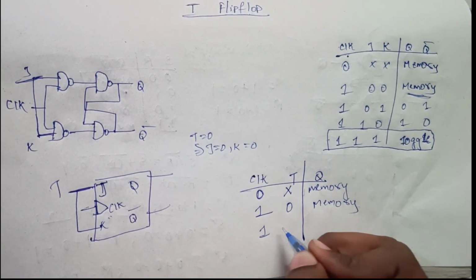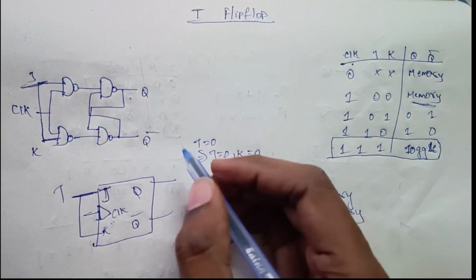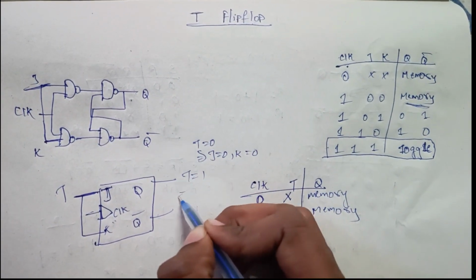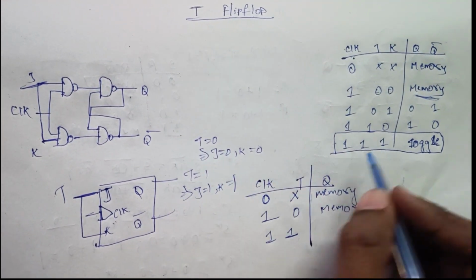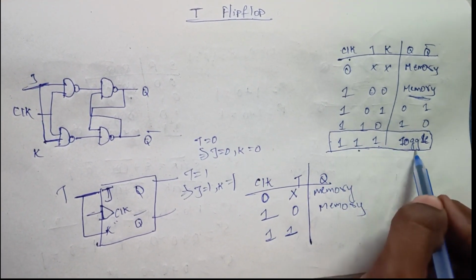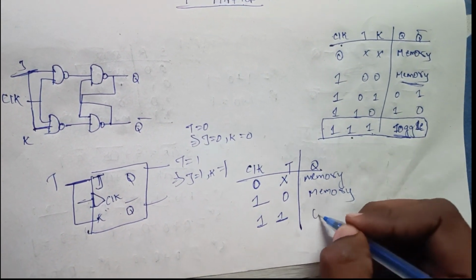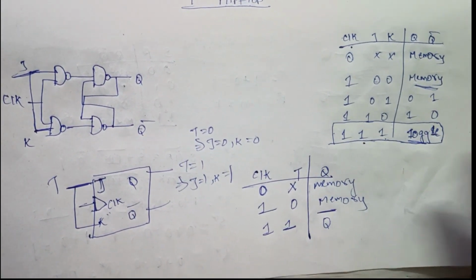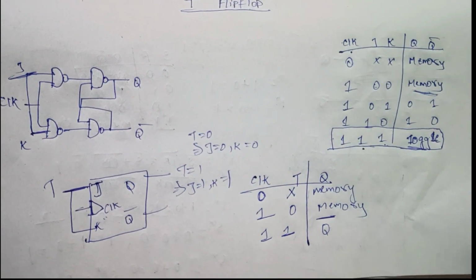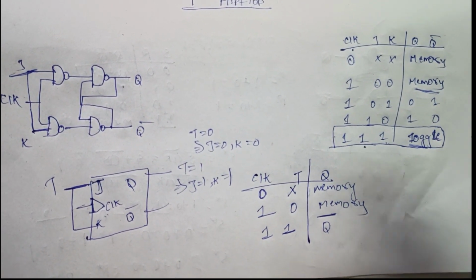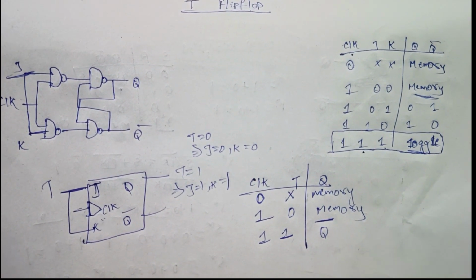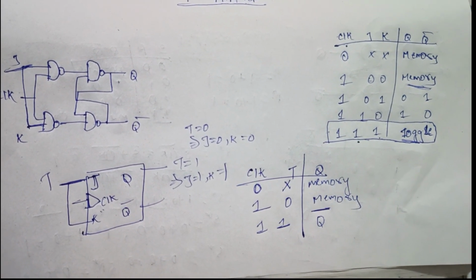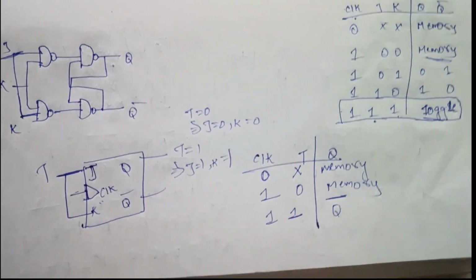And if I apply clock as 1 and T as 1, then J equals 1 and K equals 1. If J equals K equals 1, what is the output condition? Toggle. That means the output will be Q bar. If the previous output is 0, then now the output will be 1. If the previous output is 1, then now the output will be 0. In this way the T flip-flop works. In this way we can derive the T flip-flop from the JK flip-flop.